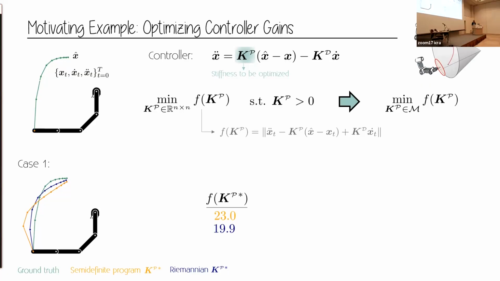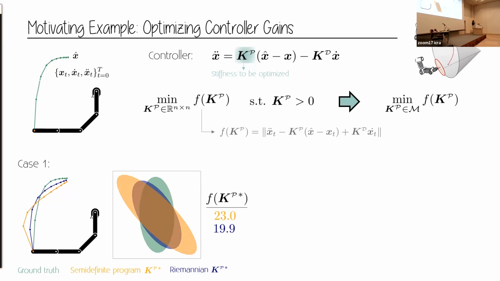You see that, first of all, our trajectory actually matches better what we observed. And this is the cost. You see that this Riemannian optimization reaches a lower cost. We can also have a look at what stiffness we actually obtain. Here you have in green the ground truth, the one that we initially used to produce the trajectory. In blue, the one that is obtained via the Riemannian approach, and in orange, the one that is obtained via the semi-definite program. You see that very obviously, the Riemannian one is closer to the ground truth.